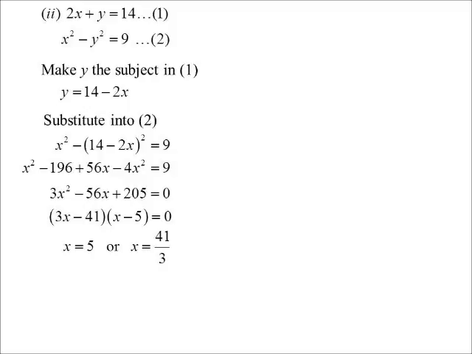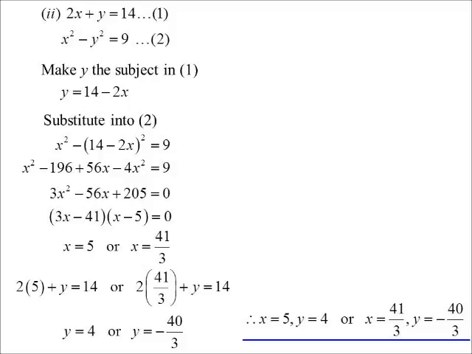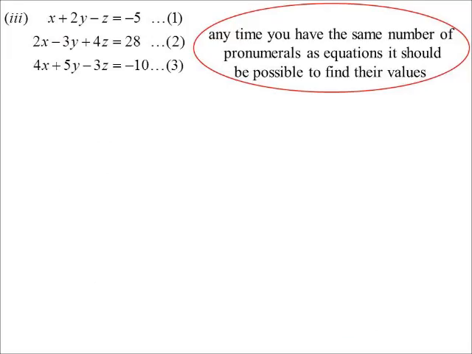So we actually have 2 possible solutions for x, which therefore means there's going to be a corresponding 2 solutions for y, which I can get by substituting into 14 minus 2x. So there's my 2 possibilities. And again, tying it together, there's my solution. So either x is 5, y is 4, or the other possibility, x is 41 on 3, y is minus 40 on 3.